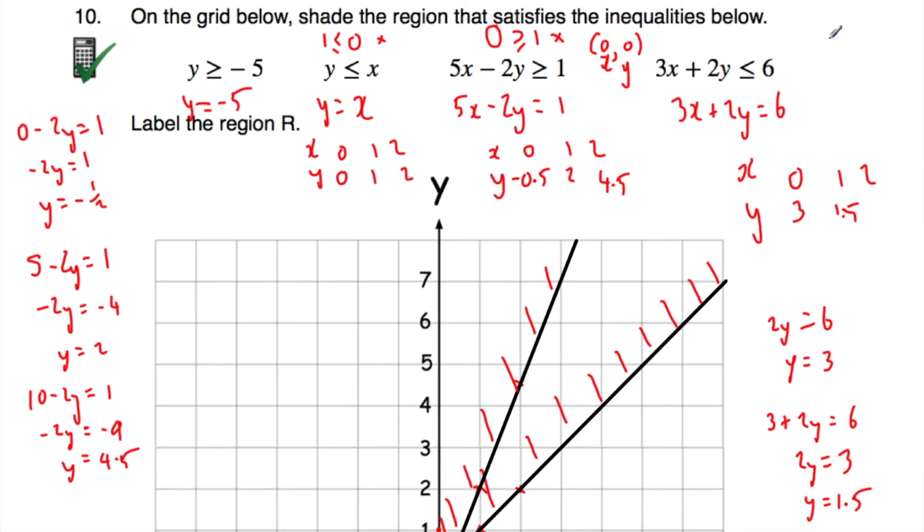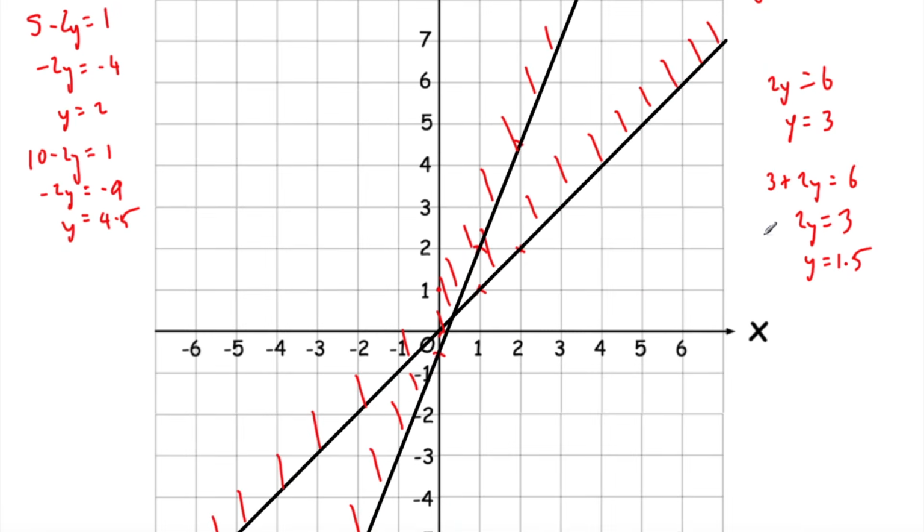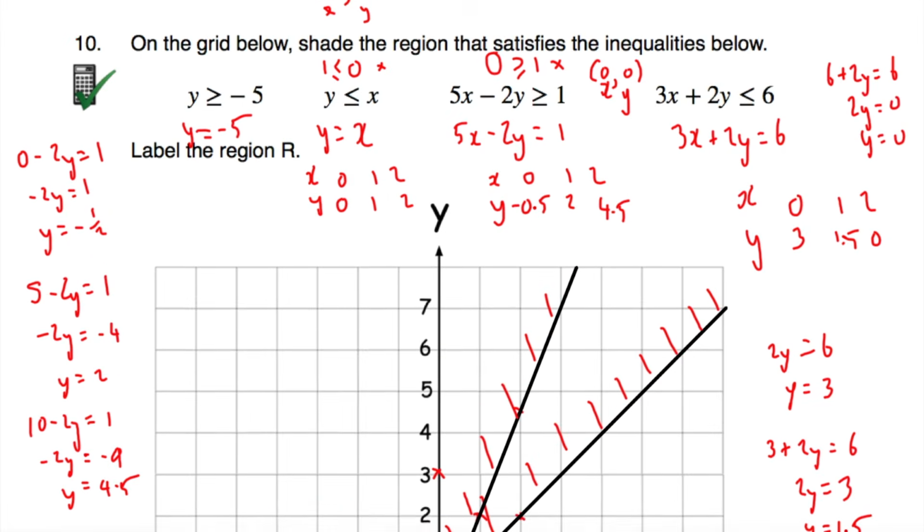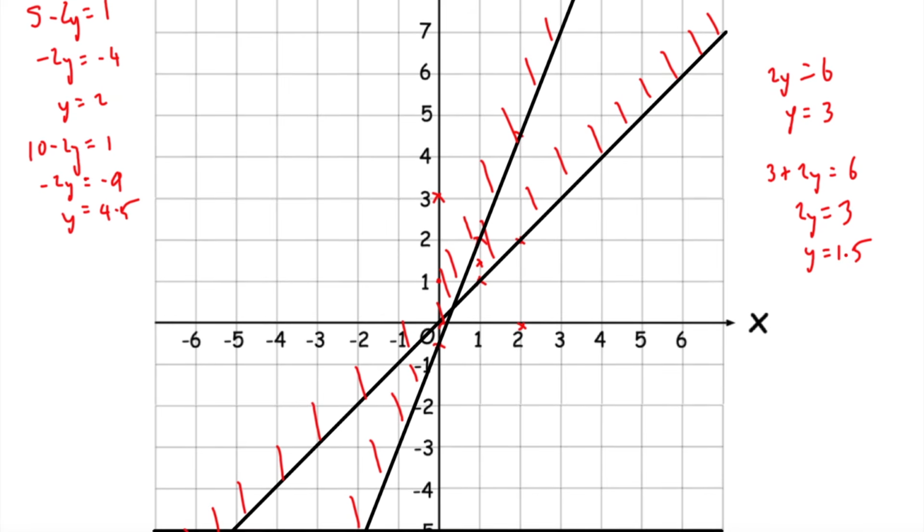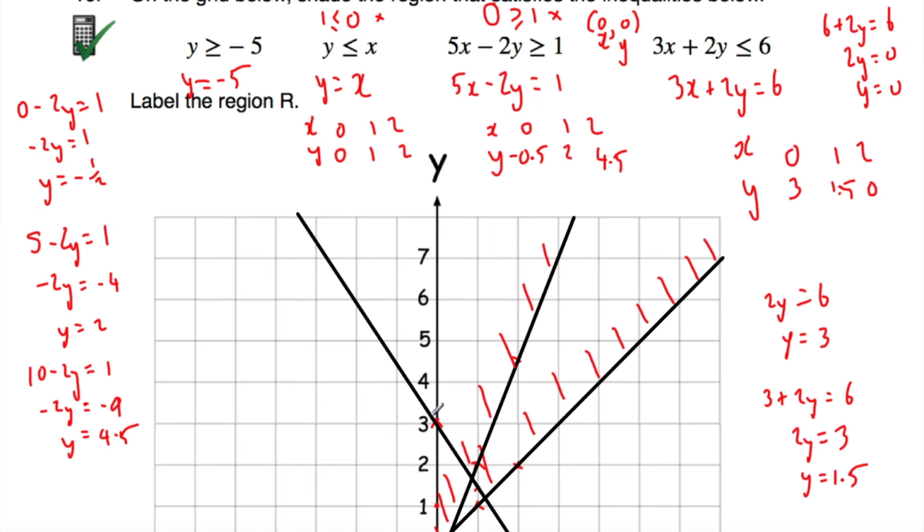And then finally, we've got 2. 3 times 2 is 6, plus 2y is equal to 6. Take 6 off both sides, so we get 2y equals 0. So that means that y is equal to 0. So we've got 3 points: (0, 3), (1, 1.5), and (2, 0). So let's plot them. Okay, so we've got those 3 points there. And then if we just check, yep, it's a solid line. So let's draw a nice solid line through them. Okay, so we've now drawn that line. That's the line of 3x plus 2y equals 6.